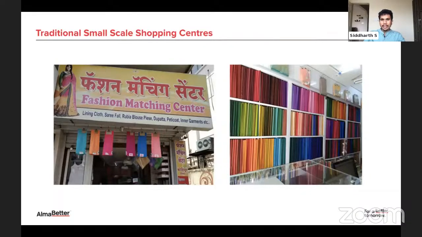Especially if you are coming from tier 2, maybe even tier 1 cities also, people must have seen these fashion matching centers, right? I just want some chats. Who has seen these fashion matching centers? Maybe you can type yes or no. Okay, I can see a lot of yes over here. Two yeses, three yeses. Okay, a lot of people must have seen, I can clearly say.